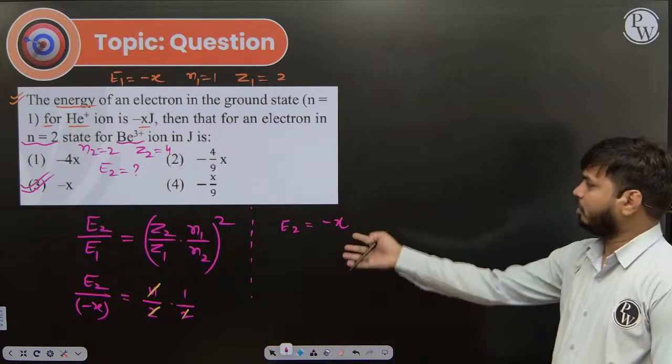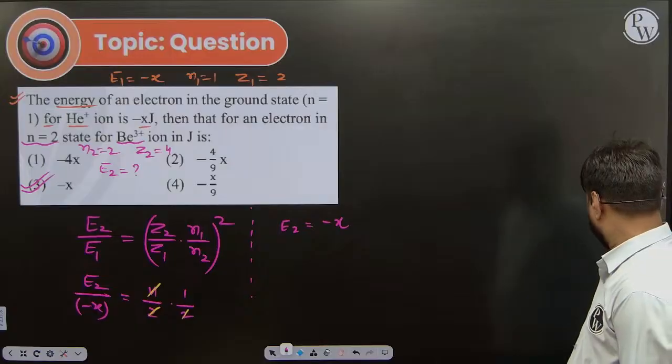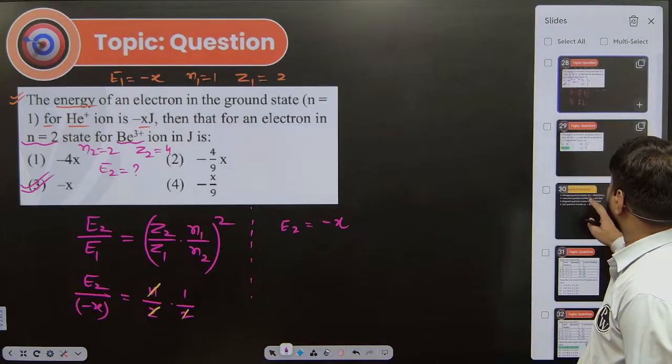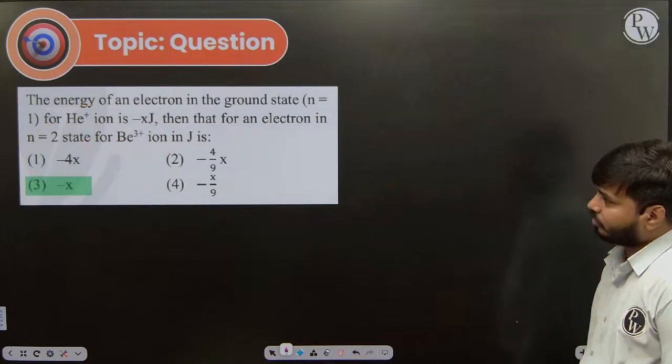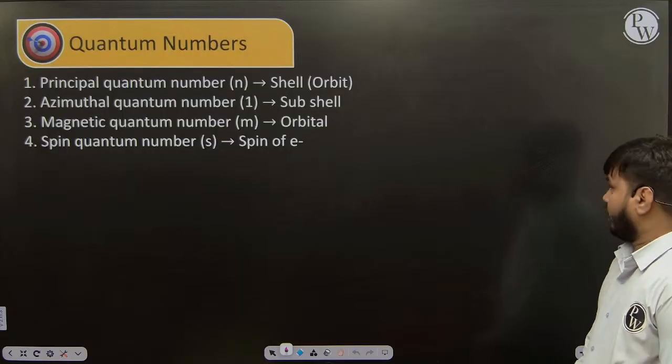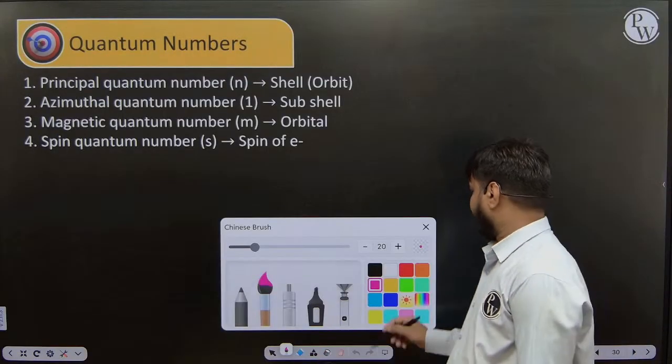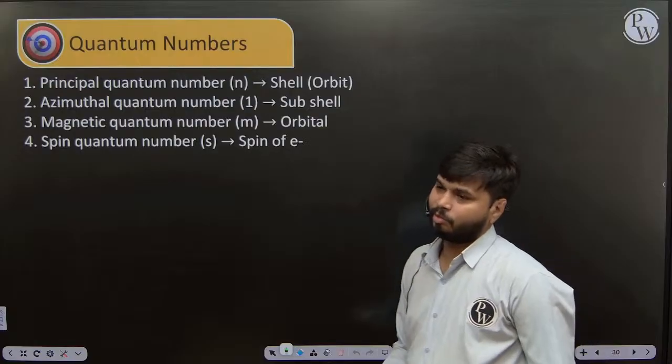Okay. I hope it is clear to you. So the answer is going to be option number 3. Okay. Now let's come to our next topic, which is quantum numbers.